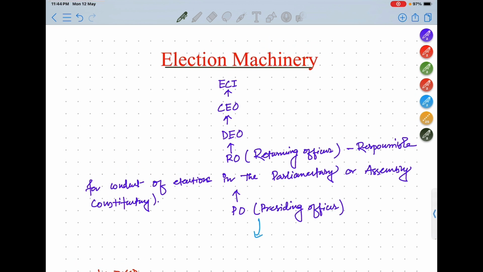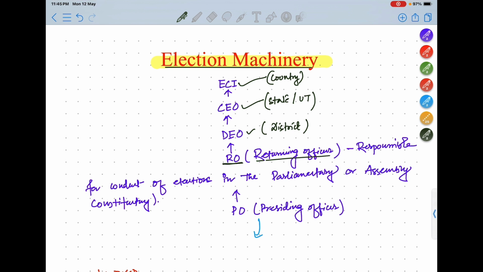Next is election machinery. What does it mean? It means the different offices and posts involved in conducting the election in the total electoral process. The first is the Election Commission of India, that is ECI, at the country level. Next is the CEO, Chief Electoral Officer, at the state or UT level. Next is the DEO, District Election Officer, at the district level.